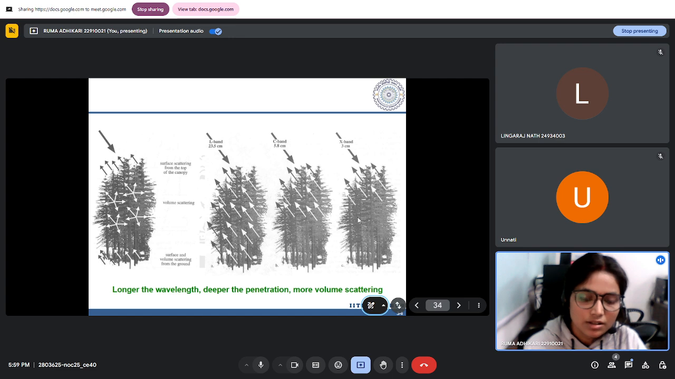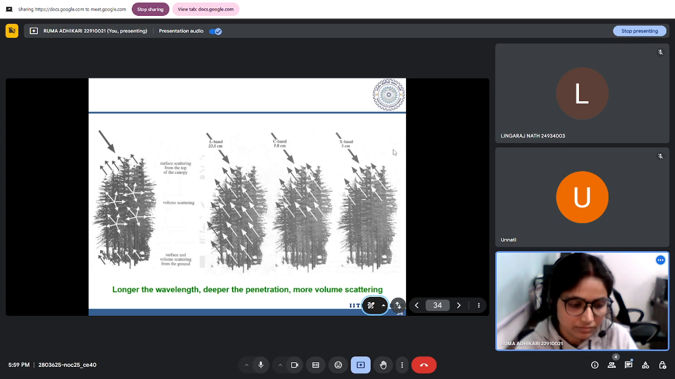For C band it is halfway. For X band, which has 3 centimeter wavelength, it will not penetrate; it will just show the first layer. So you can see using L band we can capture all the phenomena of the scattering that is happening totally. C band we are getting only a few responses of the scattering, and X band it is only the upper portion of the forest.